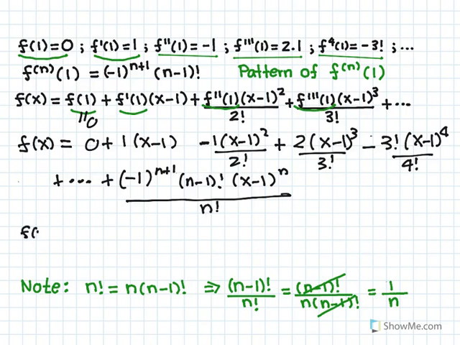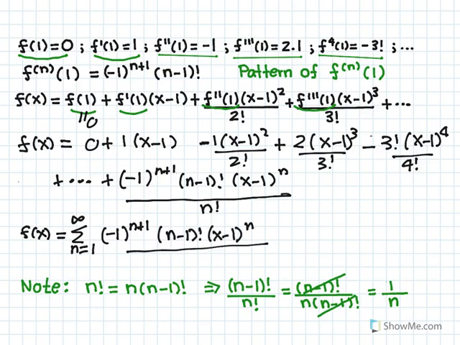So the Taylor series of the function log x at x equals 1 is equal to summation n equals 1 to infinity, minus 1 to the power of n plus 1 times n minus 1 factorial times x minus 1 to the power of n divided by n factorial. Now we can simplify this because we can rewrite the denominator n factorial as n times n minus 1 factorial. And you can see how the n minus 1 factorial cancels out between the numerator and denominator.